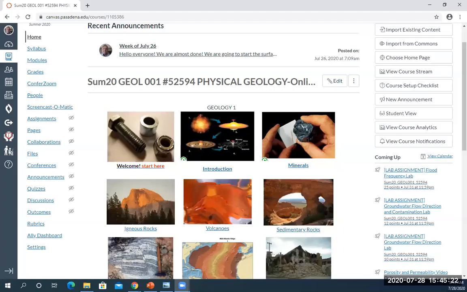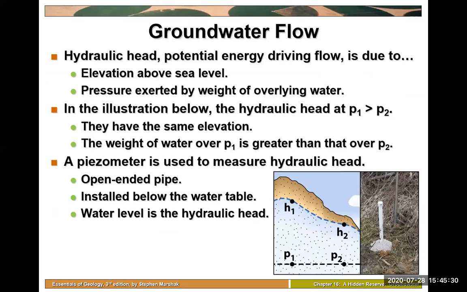Okay, hello everyone. Let's get started with our groundwater flow and groundwater contamination flow. This is a slide that I'd like to share with you, and this viewer slide kind of explains the information that you need for this lab. I'm going to go ahead and start off with explaining hydraulic head.